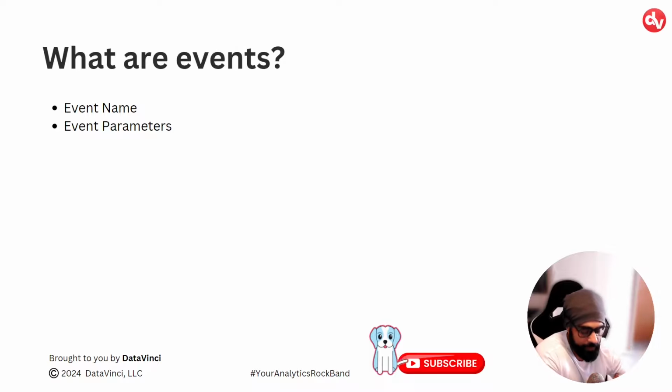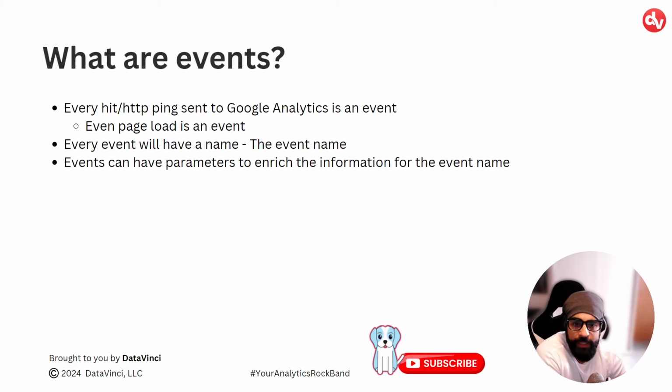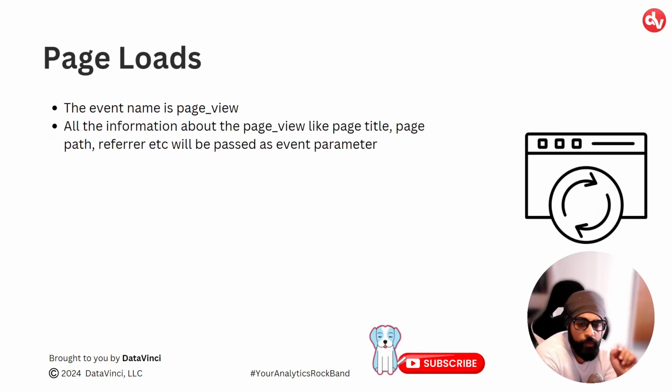So for example, if we consider simply the page view as an event, page view is the name of the event, and then things like page title, page path, referrer, etc. can be considered as event parameters, right? With any custom event that you are sending, you can send up to 25 event parameters.